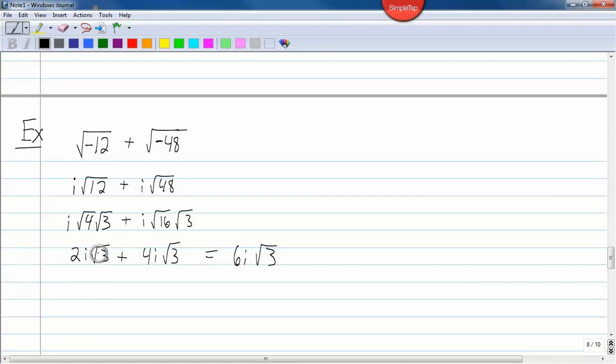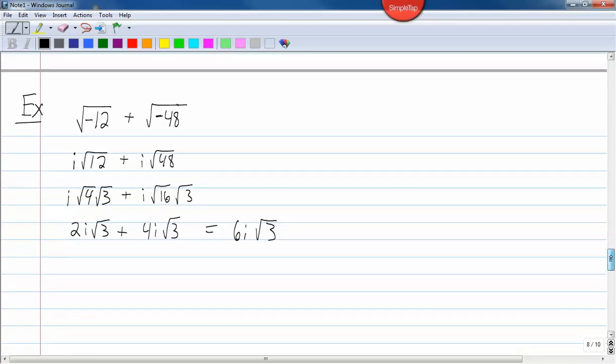These radicals have to be the same index, meaning that for this problem they both have to be square roots, and you have to have the same number underneath. If you don't, you can't put them together.